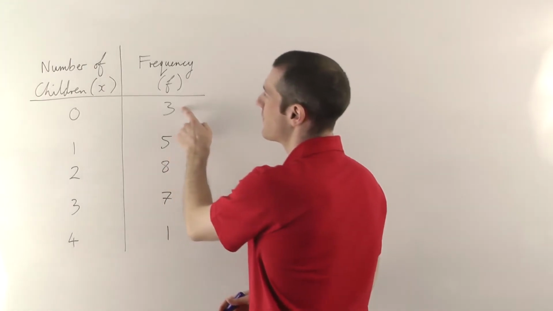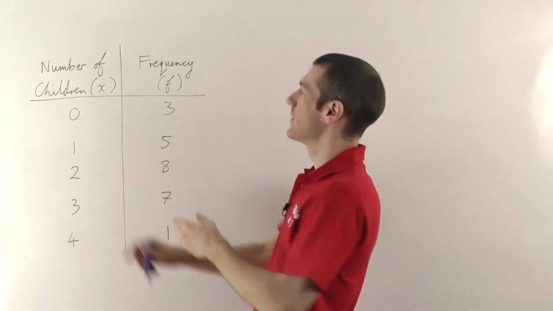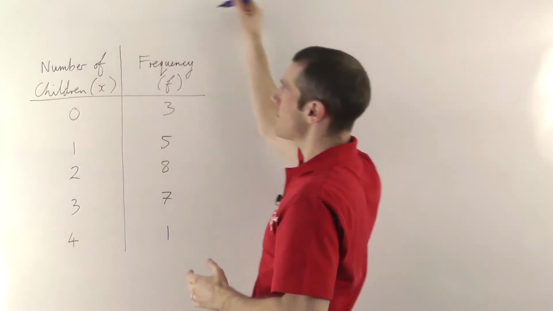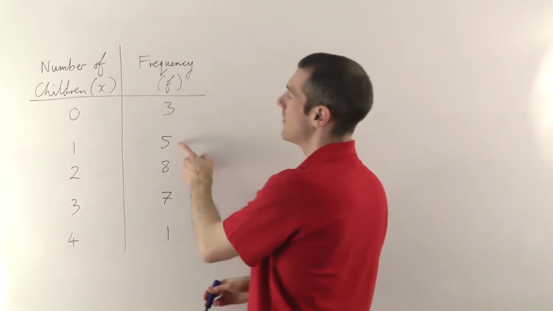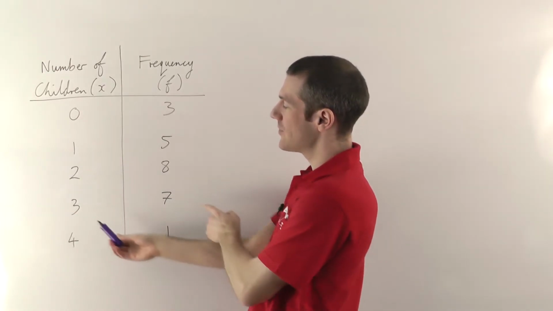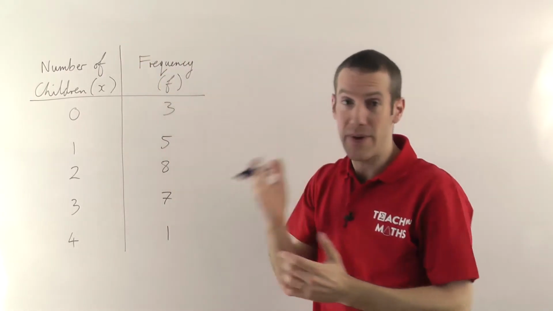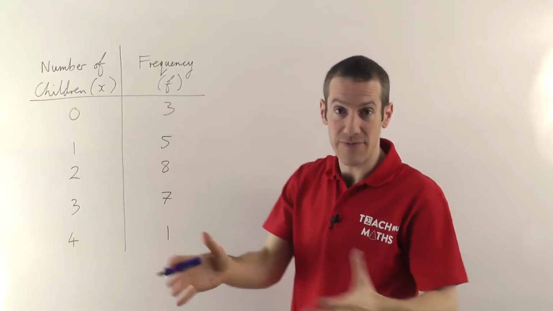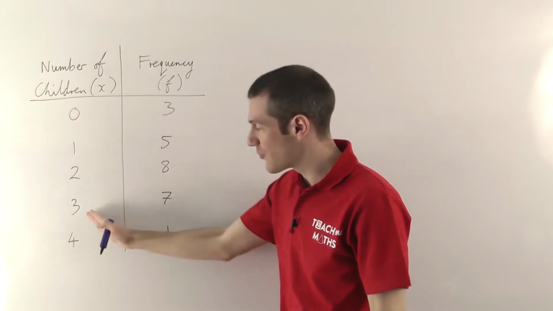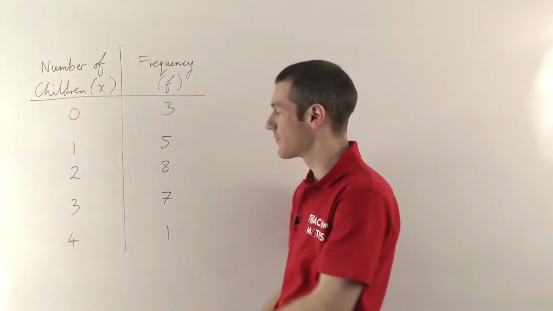So remember, the frequency is how many families had that many children. So 3 couples didn't have any children at all. There are 3 zeros in the list somewhere. There are 5 ones in the list, 8 twos, 7 threes, and only 1 four in the list somewhere. All the numbers are in a sort of random order depending on what order you went and asked the different families in. But when you count up how many 3s there are, or how many 2s there are, this tells you how many families had that many children.